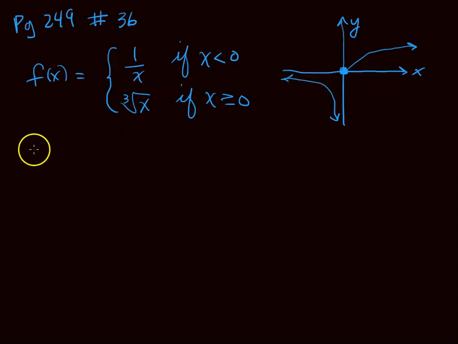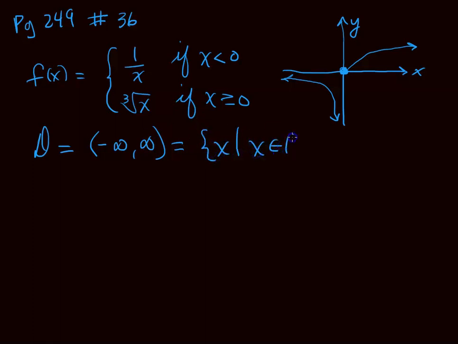What is the domain? Let's see, the domain goes from negative infinity up to 0. Well, it includes 0 too. This includes everything up to, but not including 0. So it is all the real numbers. In interval notation, negative infinity to infinity. If I ask you for set builder notation, set of all x such that x is an element of the reals, make sure you understand how to do those notations.